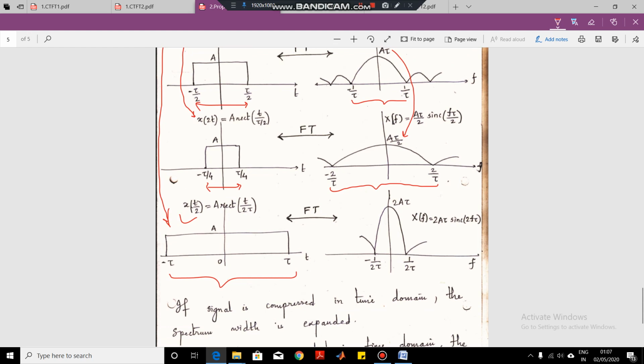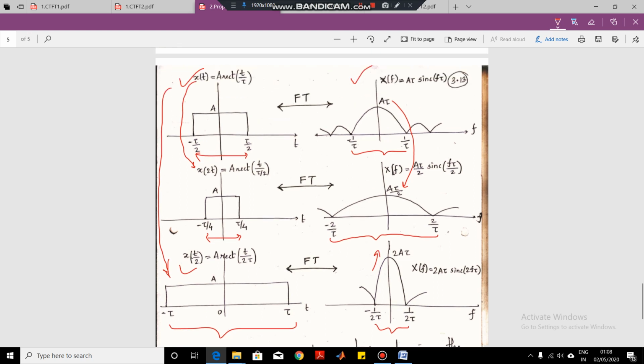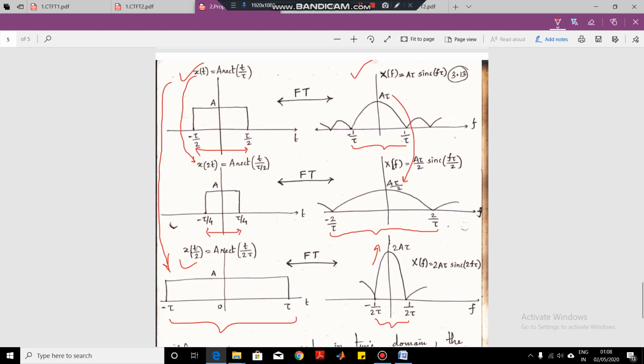What will happen to the frequency domain representation? The frequency domain representation, the Fourier transform, will get compressed. So expansion in the time domain leads to compression in the frequency domain. So when the Fourier transform gets compressed, the height has increased. So earlier the height was a tau, now it has become 2 a tau. So twice of this.